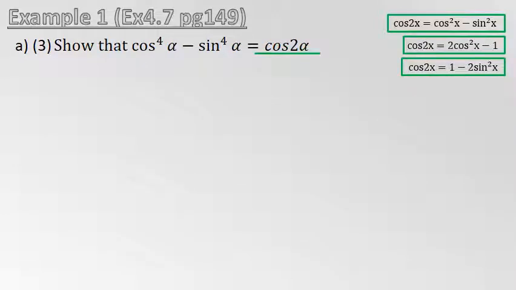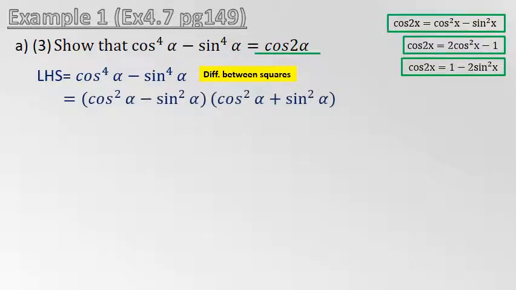Hold your horses. Don't try and apply any one of these options just yet. Save it for later. Let's have a look at this left-hand side and see if we can work on this slightly. I hope you've recognized the difference between squares. So we can break this down into 2 brackets, cos squared alpha minus sine squared alpha and cos squared alpha plus sine squared alpha. I hope you recognize that this right bracket is just the squares identity.